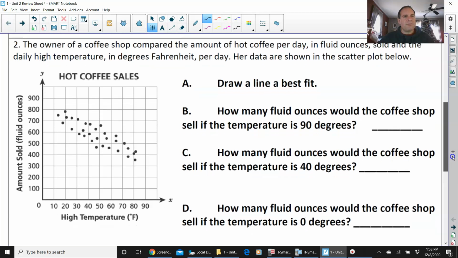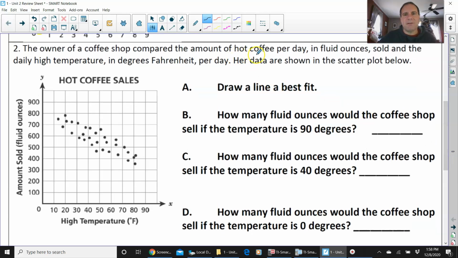Number 2, the owner of a coffee shop compared the amount of hot coffee per day in fluid ounces sold and the daily high temperature in degrees Fahrenheit per day. Her data is shown in the scatter plot below. So we're looking at the scatter plot, draw a line of best fit.